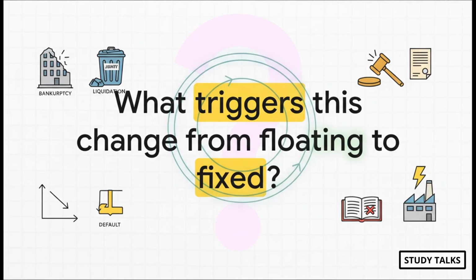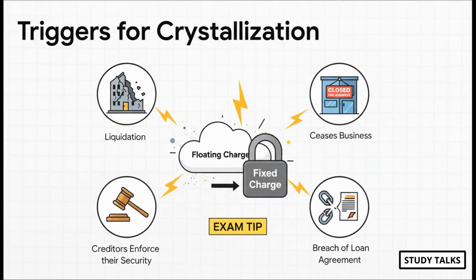So that's the key question, isn't it? A charge doesn't just crystallize out of thin air. Specific events have to happen, and usually they're not good news for the company. So what are these triggers? This is another list you've got to commit to memory. Here they are. A floating charge crystallizes if the company goes into liquidation, or even if it just shuts down and stops doing business. It also happens if the lenders have had enough and decide to enforce their security. And finally, if the company breaks a key term of the loan agreement.